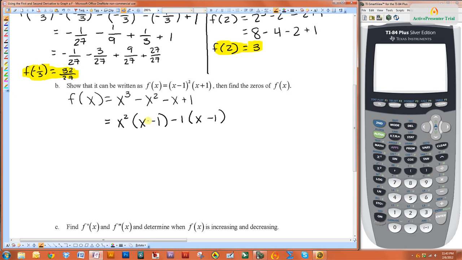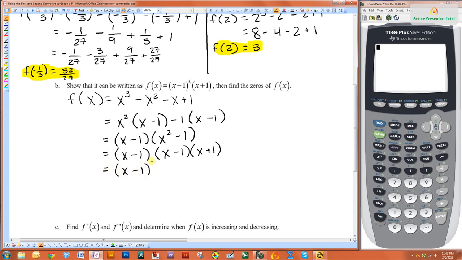The reason I needed that to be the same is because since each of these pieces has this x minus 1 in it, I can factor that out, leaving me with x squared minus 1. Well, now this still doesn't match this expression up here. And that's because this right here is a difference of 2 squares. So I can now factor that as x minus 1 times x plus 1. And you can see that I have this x minus 1 twice, so I can rewrite that as x minus 1 squared times x plus 1.